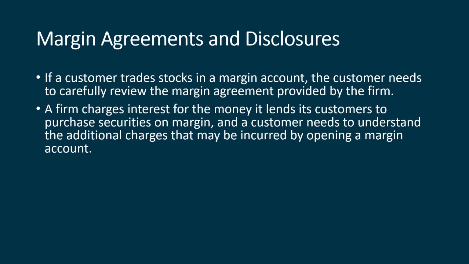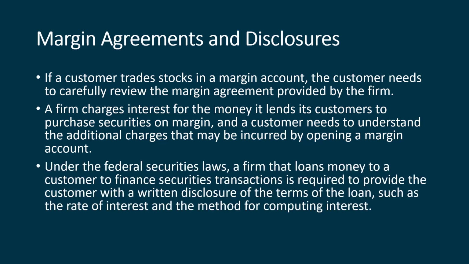A firm charges interest for the money that it lends, that I talked about earlier, to purchase securities on margin, and a customer needs to understand that additional charges may be incurred by opening a margin account. You're going to borrow $10,000, but you're going to have interest on top of that. Under federal security laws, a firm that loans money to a customer to finance securities or stocks is required to provide to you, the customer, a written disclosure of the terms of the loan, such as the rate of interest and the method for computing interest.